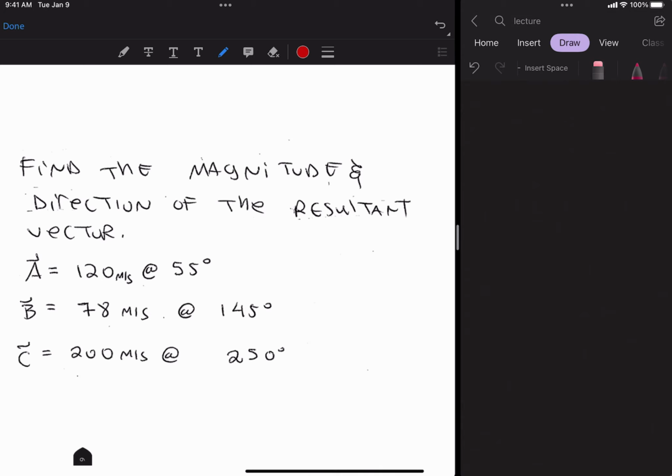Vector A has a magnitude of 120 directed at 55 degrees. Vector B has a magnitude of 78 directed at 145 degrees. And vector C has a magnitude of 200 directed at 250 degrees. Go ahead and pause, try to get the magnitude and direction, and once you have the answer, unpause.